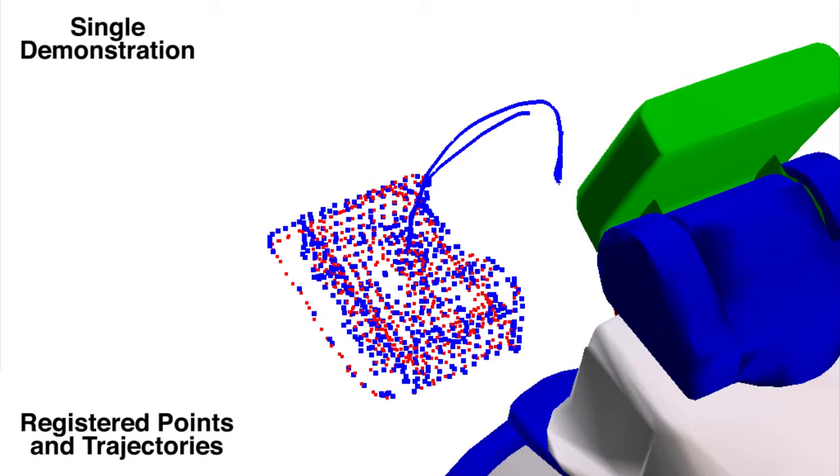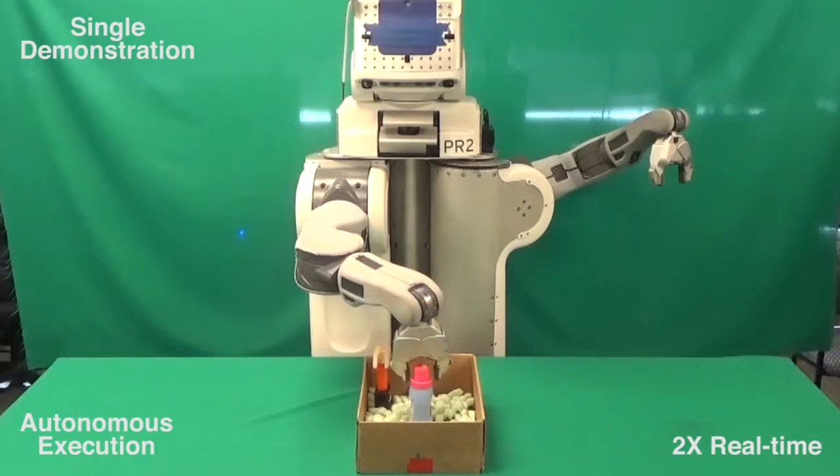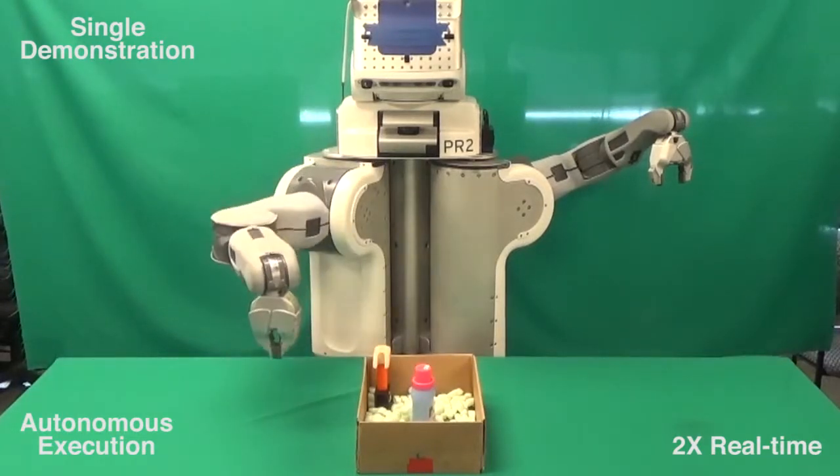In this rendering, the test points are shown in blue and the registered points of the demonstration are shown in red. The demonstration trajectory is warped according to the computed registration as is shown by the blue curve. This fails to grasp the bottle, as the single demonstration does not generalize well to the test scene.